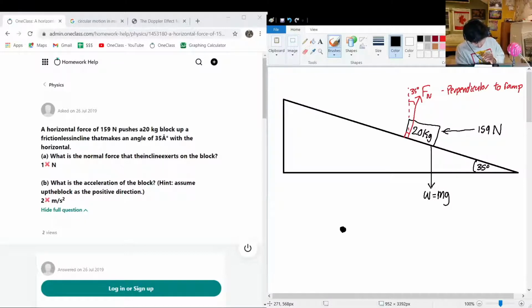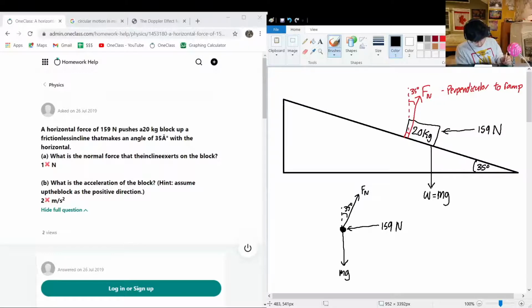Yeah, okay, so here we have Fn. It's 35 degrees towards the right of the perfectly vertical, so this would be Fn. Here we have mg. And here we have our perfectly horizontal force of 159 newtons.